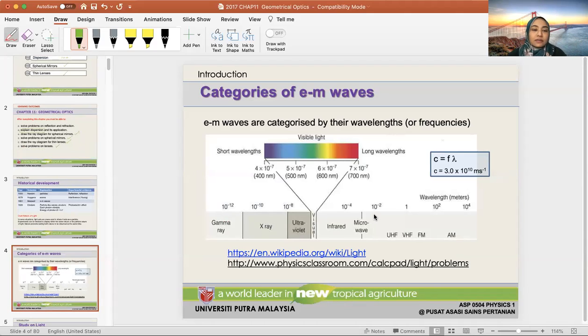Okay, so EM waves. EM is electromagnetic waves that are categorized by their wavelengths. Oh my God, I can't speak.